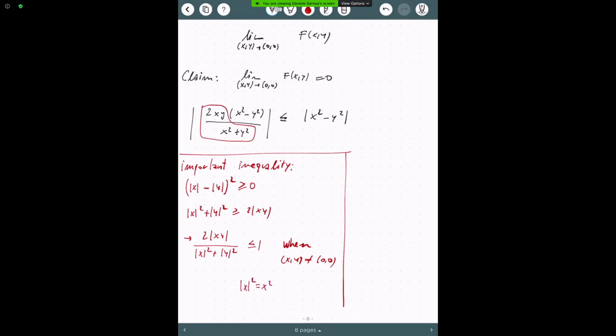So using this inequality, we get that this quantity, the red potato that I drew here, is less or equal than 1. So it means that the whole quotient is less or equal than the modulus of x squared minus y squared, and this is clearly going to 0 as x and y go to 0. So the conclusion here is that f of xy is continuous at 0, 0.